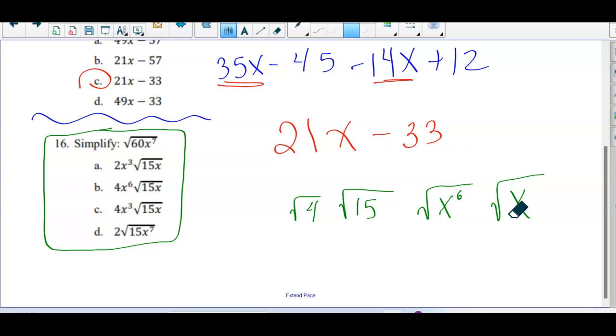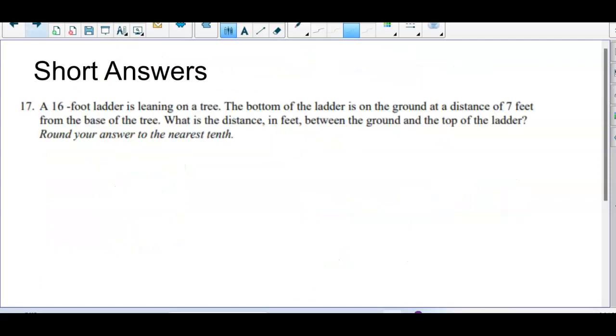Now any one that is a perfect square can be square rooted. So I'm going to cross that off because the square root of 4 is 2. And the square root of x to the 6th is x to the 3rd, because with square roots you cut the exponent in half. Properties of exponents. Then I'll put what's left in green back under the little radical. I still have 15 and x, and then I'll go over here and circle the correct answer, simplifying radicals. And that was the last of the multiple choices.